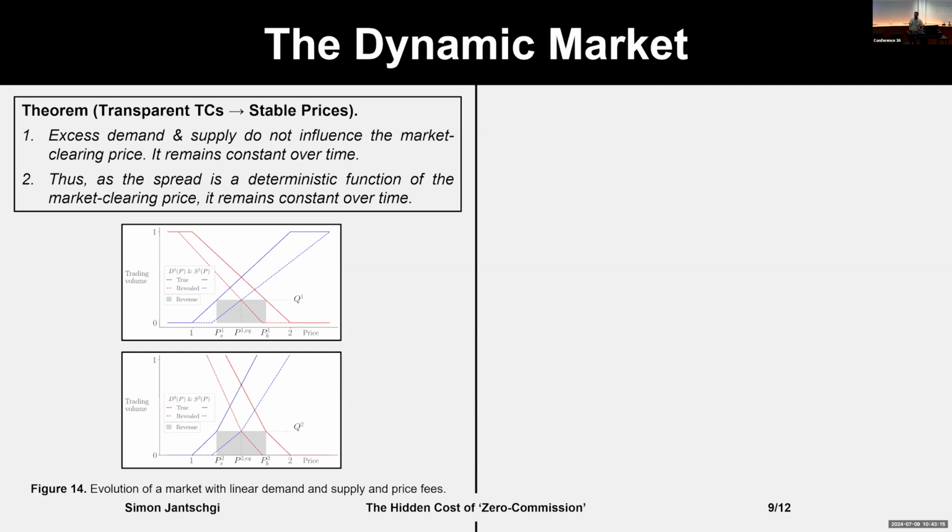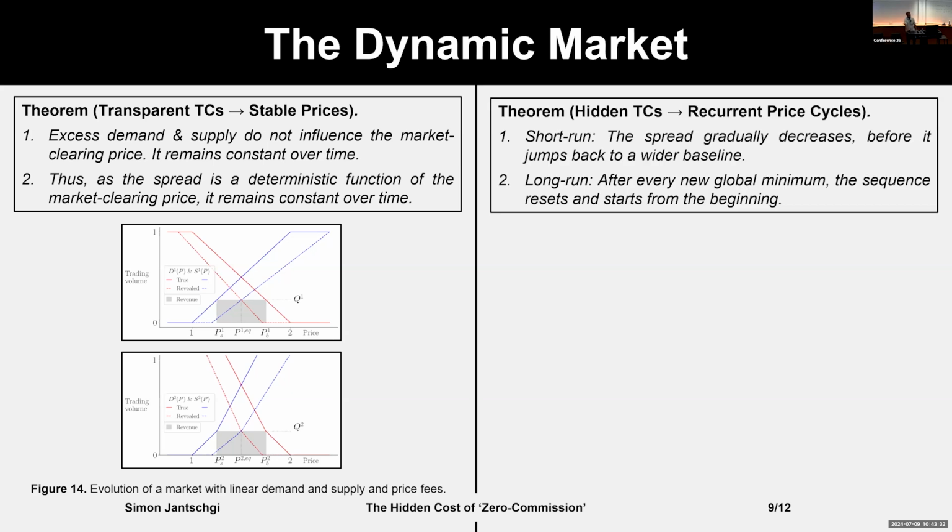And because the buy and the sell price was an ex ante chosen function of the equilibrium price, it turns out that the bid-ask spread and the buy and the sell price are going to be stable over time. So in that market environment, transparent transaction costs would lead to a stable bid-ask spread. Now for hidden transaction costs, this is not going to be the case. There are going to be recurrent price cycles. Now, what is the reason behind that?